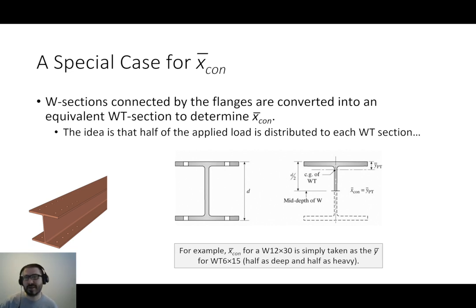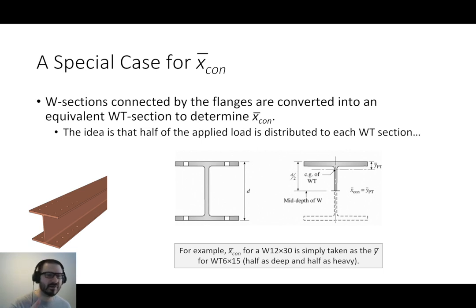Now, there is a very special case for the x-bar term, the x-bar connection. We're not going to deal with this today during this lecture or for the homework assignment, but we will deal with this during the next lecture. Whenever you have W sections that are connected via the flanges, we take that W section and convert it to an equivalent WT. I know this might seem a little wonky, but these are empirical relationships. There might be a little wonkiness, but in the end, their simplicity is worth their accuracy, so you sort of have to just marry yourself to the wonkiness, as it were.